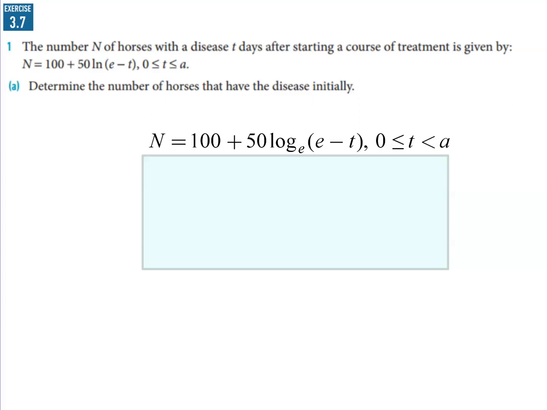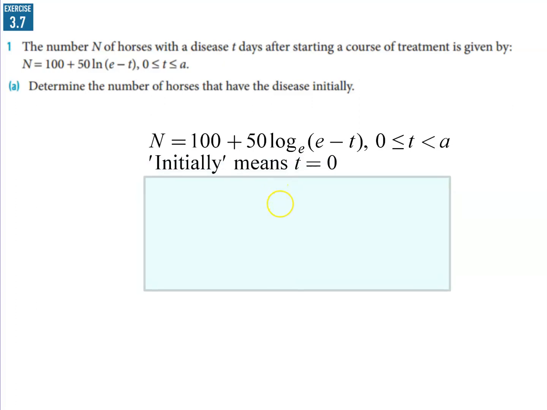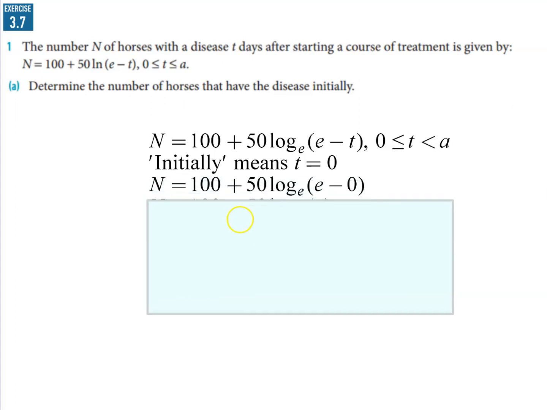First off, you've got to figure out what they're actually asking. Initially is another way of saying, what's the value of n when t equals 0? Initially means when time is 0. So all we have to do is, in place of t in the above equation, put a 0. Notice, by the way, I turned this into log to the base e rather than natural log. I just find it easier to think about natural logs if I can actually see the base. You don't have to do that, but that's my preference.